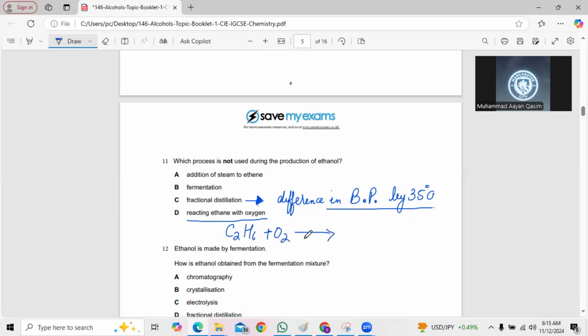Yes beta, what will it form? Carbon dioxide and water. Yes, that's going to form carbon dioxide and water. Does it form any kind of ethanol? No. Where is ethanol here? There is no ethanol. So the answer would be D.